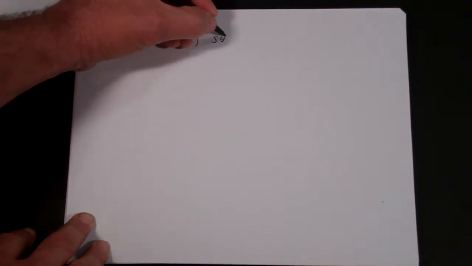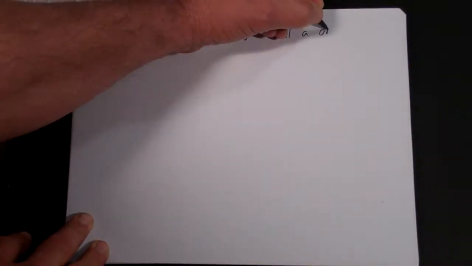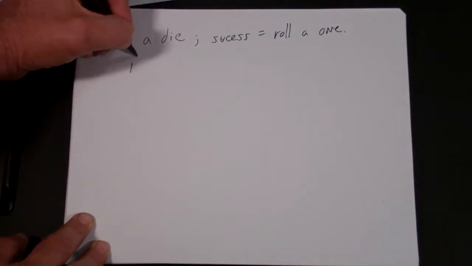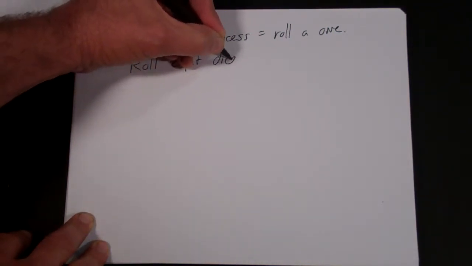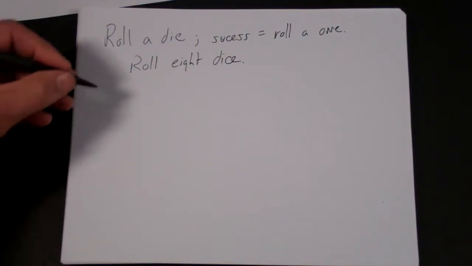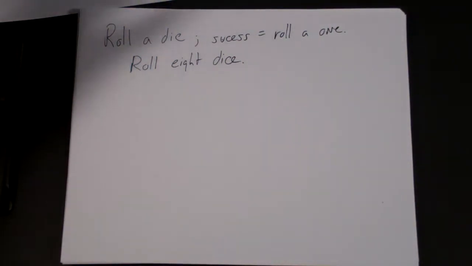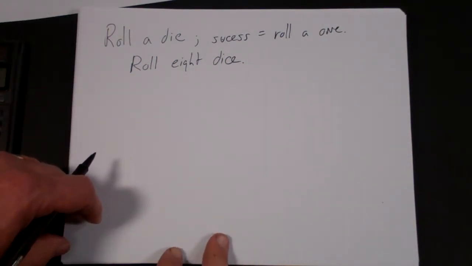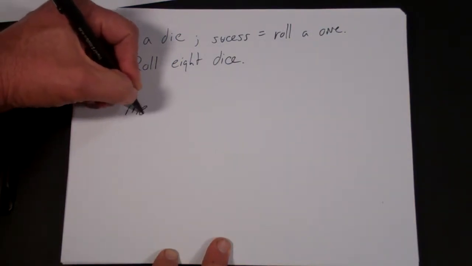Let's do another example. In this case, let's roll a die. And let's say our success is to roll a 1. And what we want to do is roll 8 dice. Now, a natural question would be, what's the probability of rolling a certain number of 1s out of 8 dice? And that's what you'd use the binomial probability formula for. But here, instead, we want to find the mean. So what would the mean be?